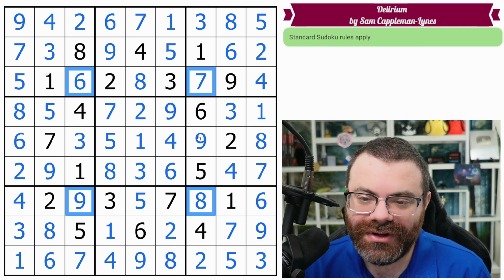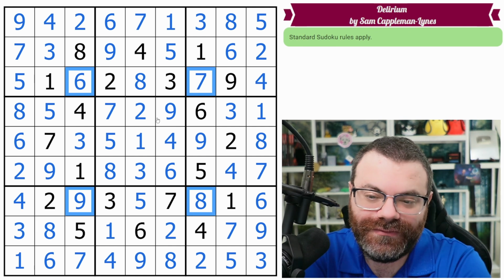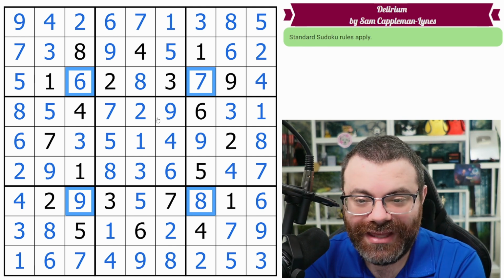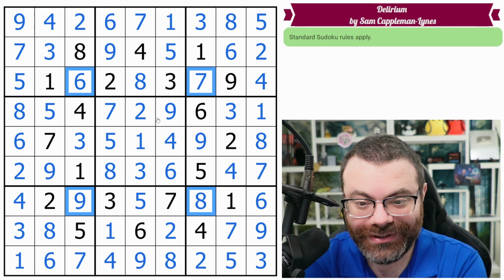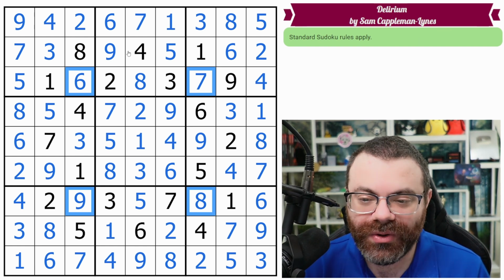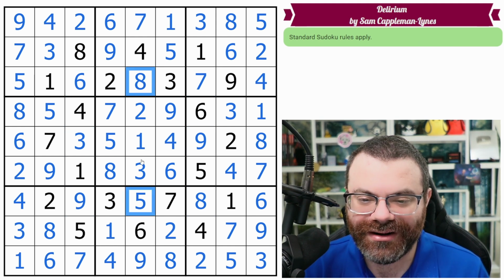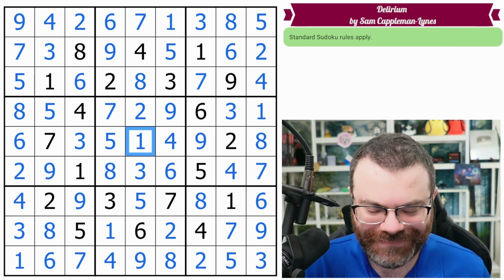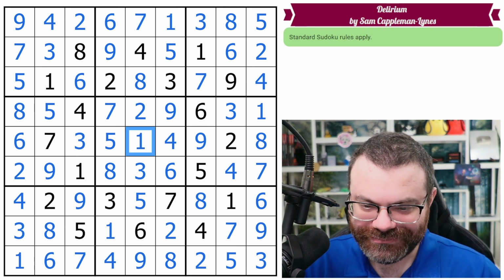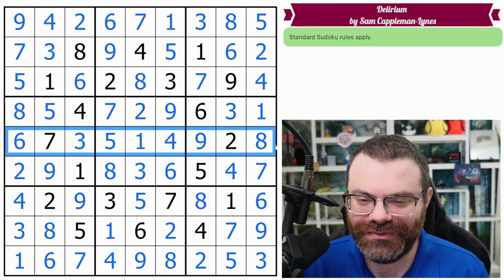And then very well telegraphed just these 4 corners forming an XY ring. So that did a lot of work. What's cool is the consequence was giving us this 3-9 pair and this 5-8 pair, causing the middle digit of the empty box to be a naked single one. And then from there, it just started resolving everything.